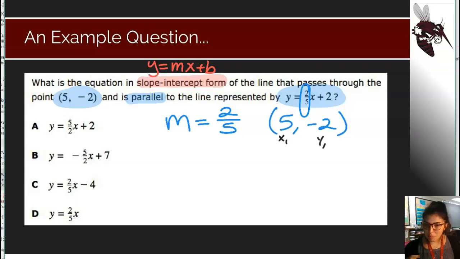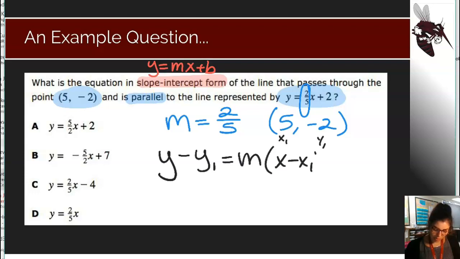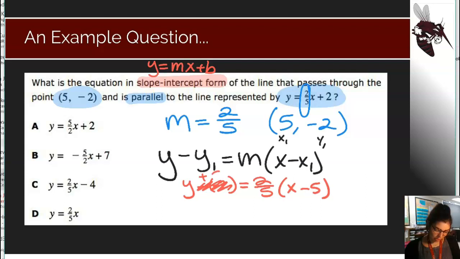I then have a point and a slope that's parallel, same slope, that I need to plug into my point-slope formula. y minus y1 equals m times (x minus x1). Plug the pieces in where they belong. We would have y minus y1. y1 is -2, so I'm going to subtract -2, equal to m times (x minus x1). A minus a negative is really just adding 2.